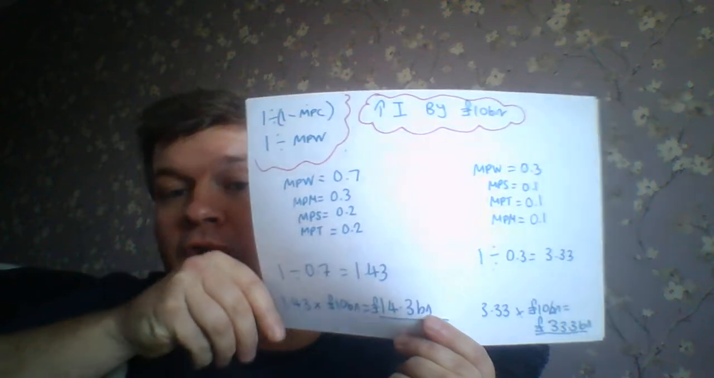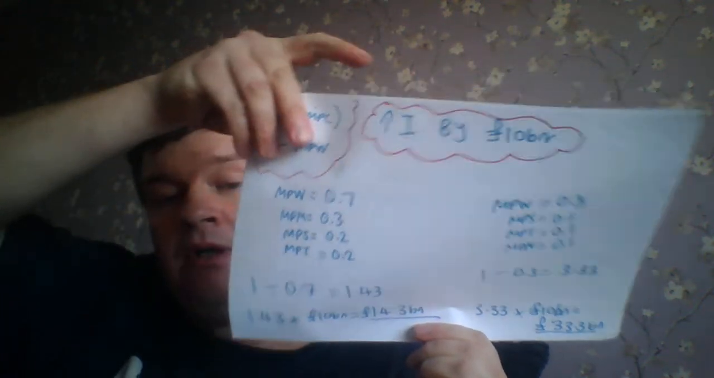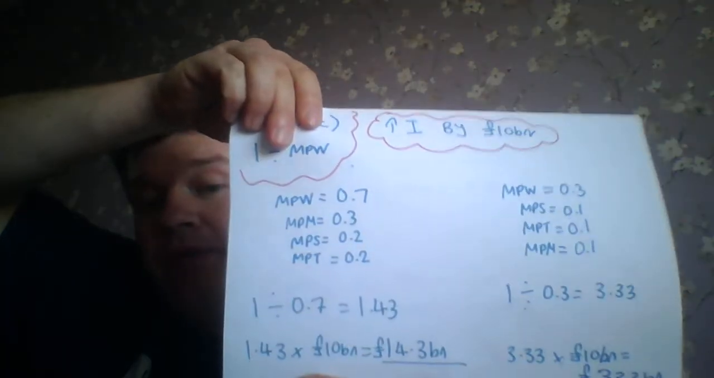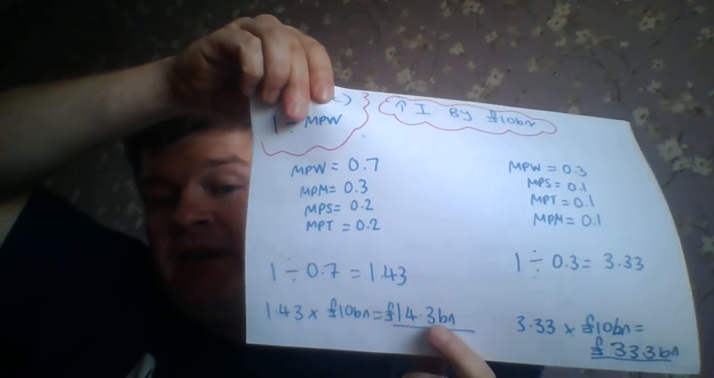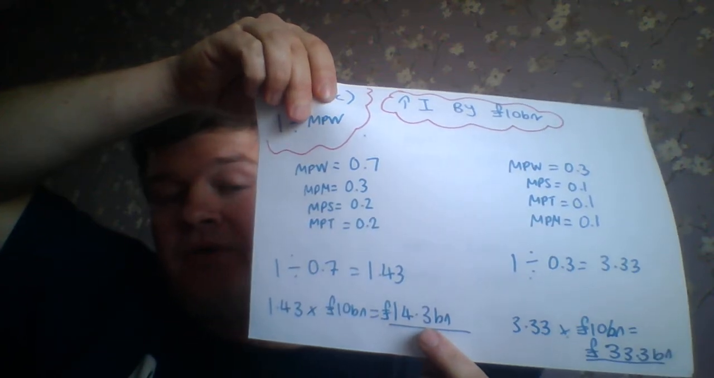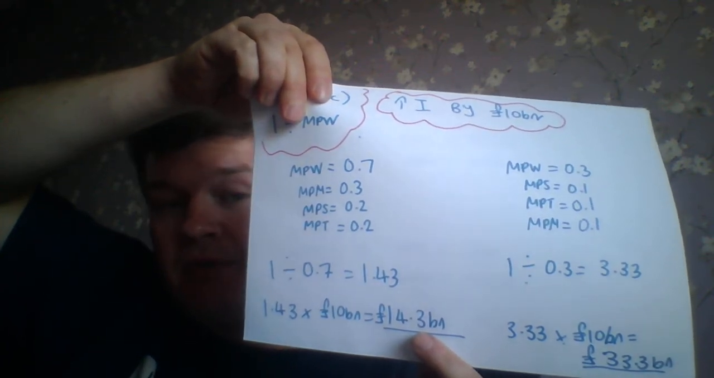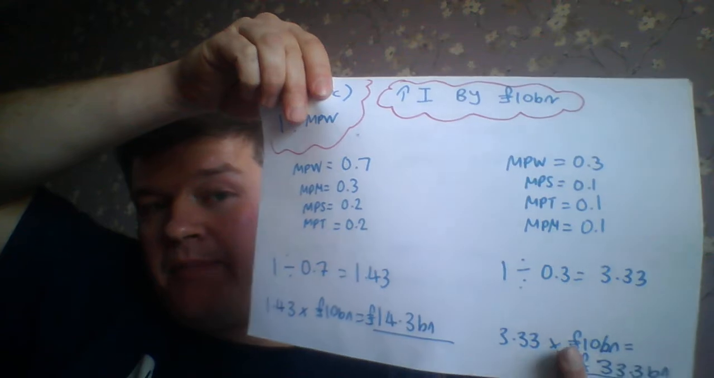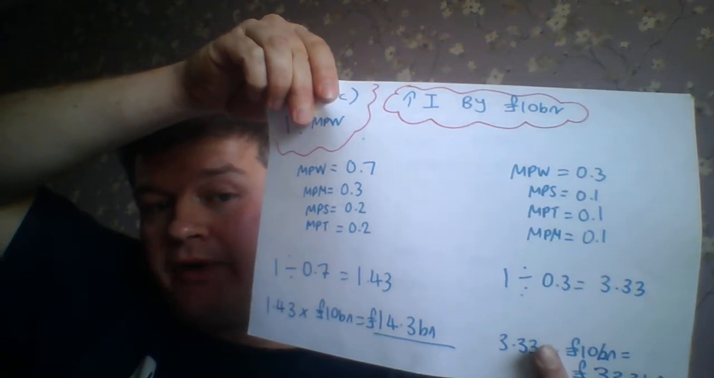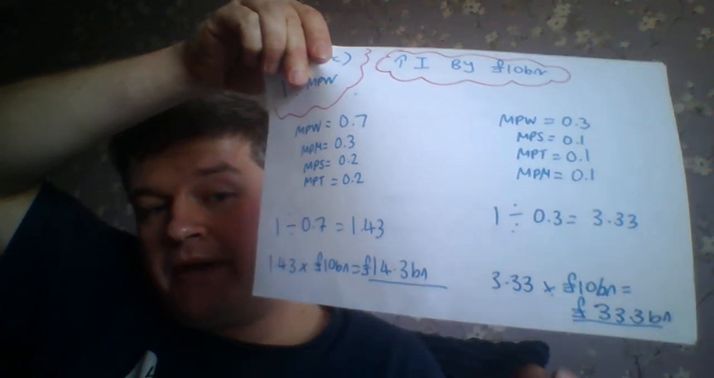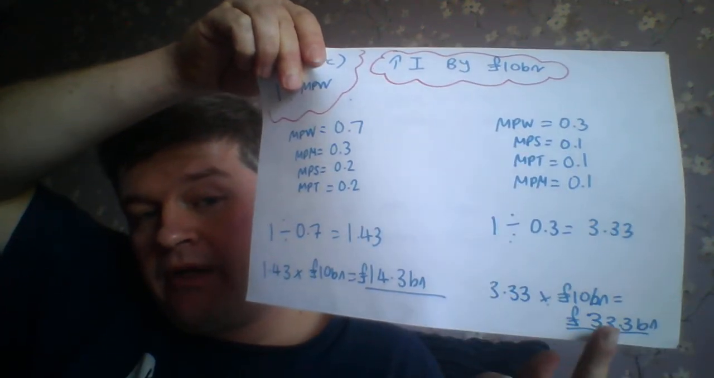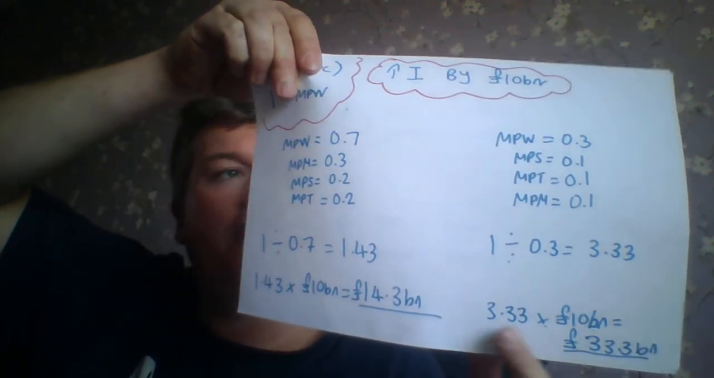Now, when we use the formula this time, look what happens. We're going to get a multiplier effect of 1.43. So when we inject £10 billion in here, GDP will grow by £14.3 billion. But look what happens when we lower the MPW to 0.3. The multiplier grows to 3.33, which would mean this time the economy grows by £33.3 billion.